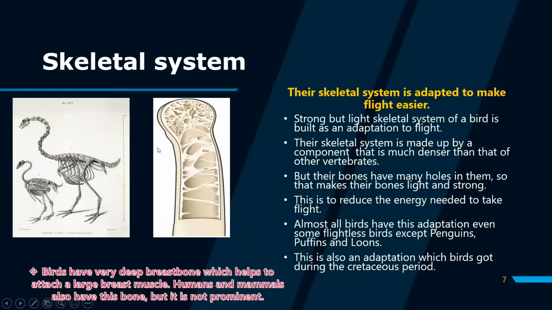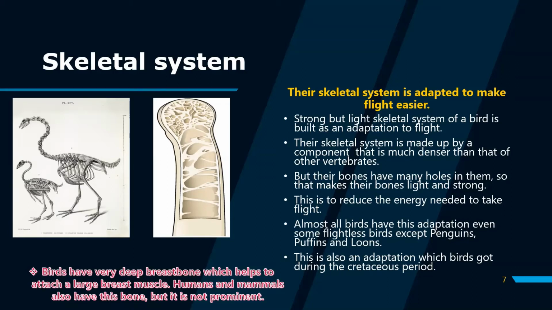So let's see the skeletal system. The skeletal system is also a bit unique for them. Their skeletal system is very lightweight compared to a skeletal system of a mammal. It's because the skeletal systems have hollow holes inside them, making them lighter. Then you will get the question why. Then they can be very brittle, can break easily.